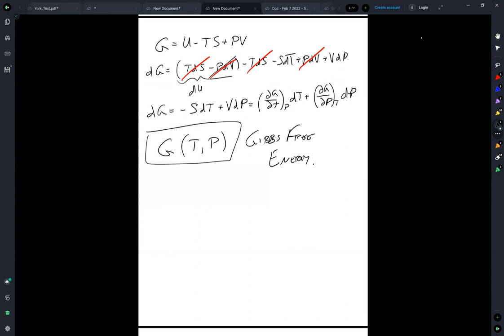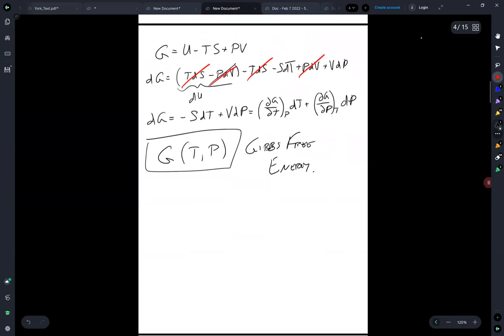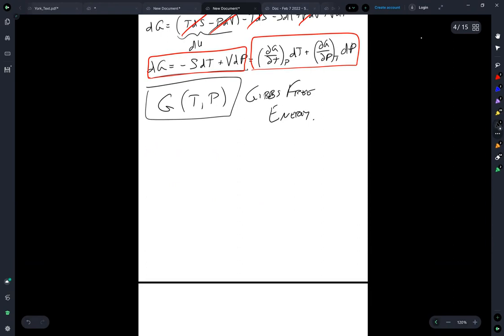Now, it's worth pointing out that this Gibbs free energy, as expressed here, is useful, but what we're going to find more useful in the near future is to recognize G is equal to U minus TS plus PV, our definition, of course, and this is equal to H minus TS, because H is equal to U plus PV, right? So there and there.